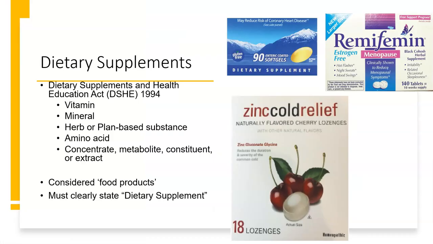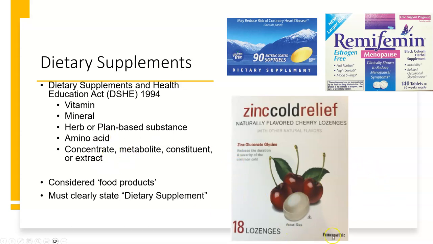Okay, just a couple more slides to go and we're through this chapter 1. So the next thing to talk about are dietary supplements. So in 1994, the Dietary Supplement and Health Education Act, or the DSHEA, was passed. And what it did was it identified things that are considered dietary supplements: vitamins, minerals that aren't prescription like iron or potassium chloride, herbals or plant-based substances, amino acids, and then concentrates, metabolites, constituents, or extracts of these natural components.